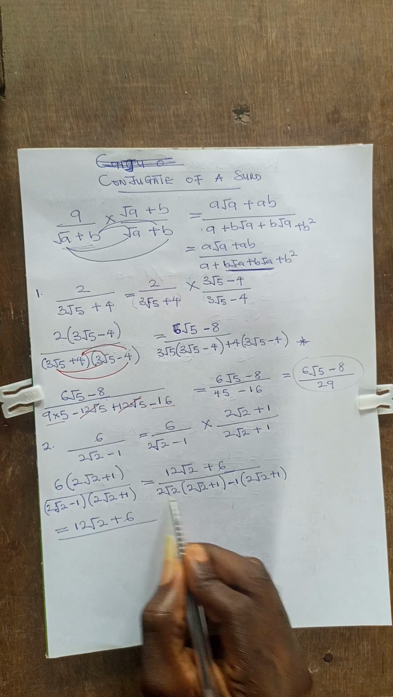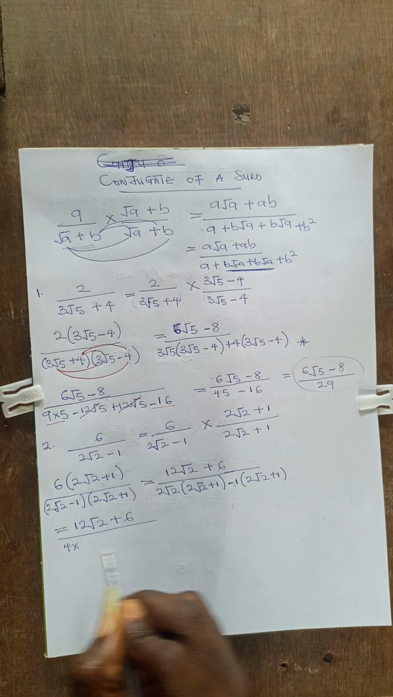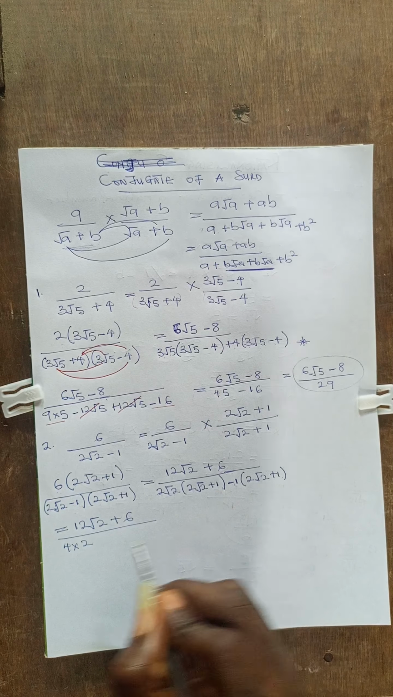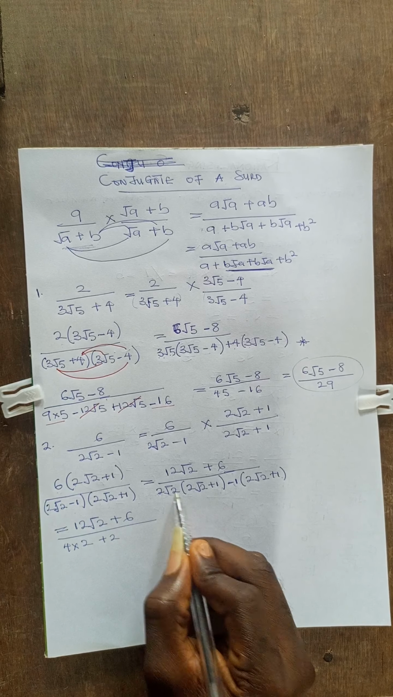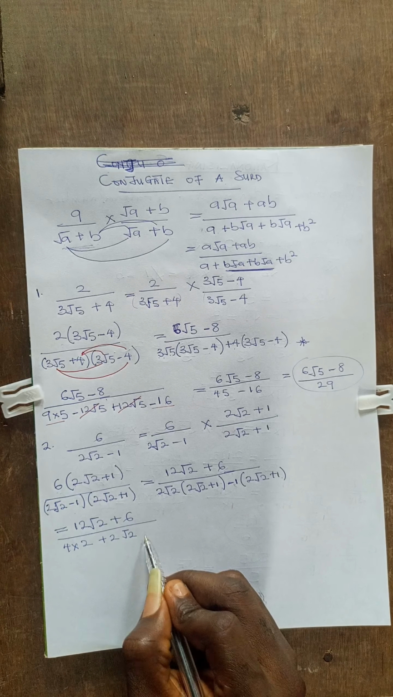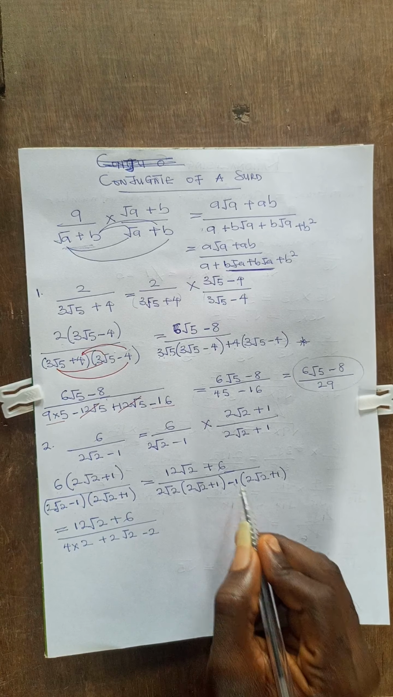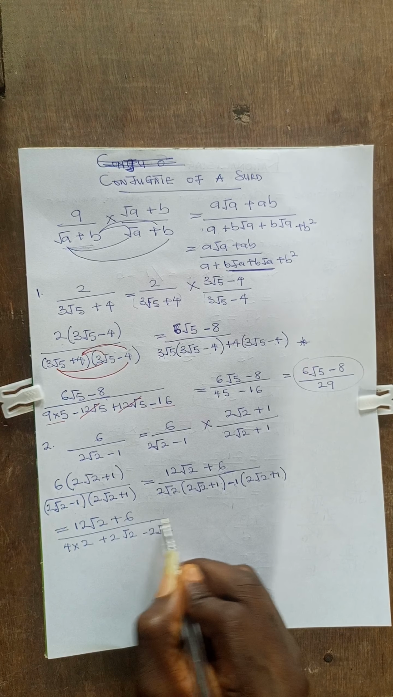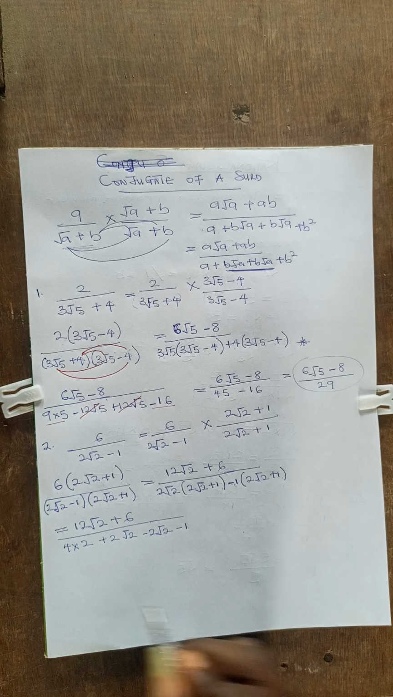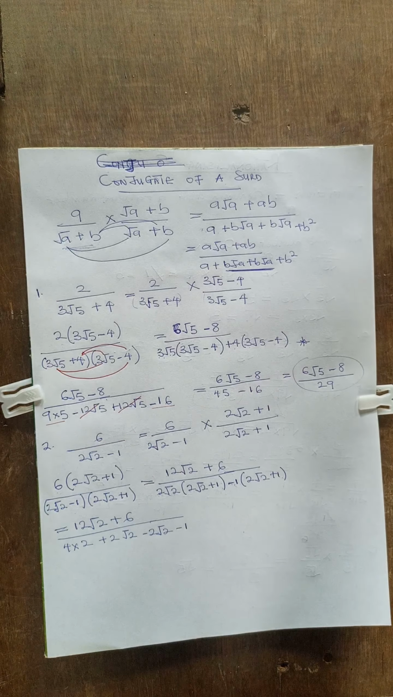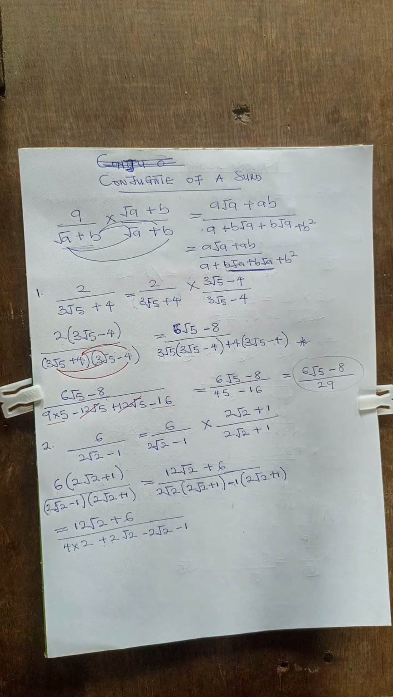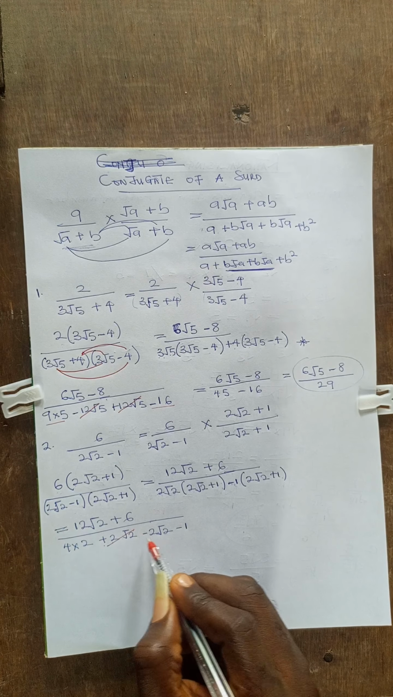Now all over 2 times 2 is 4 times root 2 times root 2 is 2. Then 2 times plus 1 is plus 2. Then root 2 is here, nothing is here, so you put down the root 2. On this side, minus 1 times 2 is minus 2. Then nothing is here but root 2 is here, so you put the root 2. Then minus 1 times plus 1 will give us minus 1. So on this end also, if we look through, you will see that we have plus 2 root 2 here, minus 2 root 2 here. So the two of them can also cancel themselves.